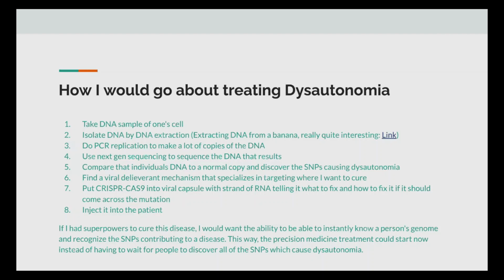Also, on the more fictional side of things, if I had superpowers to cure the disease, I would want the ability to instantly know a person's genome and recognize the SNPs contributing to the disease. In this way, precision medicine treatment could start now instead of having to wait for people to discover all the SNPs which cause dysautonomia, and it's different from person to person. Once you discover the SNPs, you can immediately go ahead with the rest of this. We do not have to wait for genetic sequencing or even researchers now to discover what needs to be done, what's safe and what's not safe in treating patient dysautonomia with precision medicine.